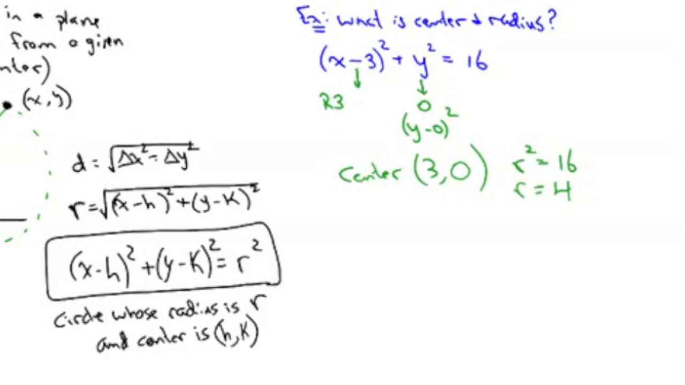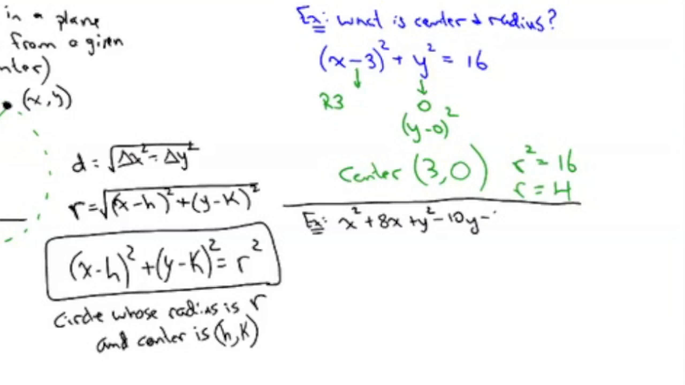For instance, what if we had x squared plus 8x plus y squared minus 10y minus 3 is equal to 0? This thing doesn't even look like the equation of a circle. But can I force it to look like the equation of a circle? Of course, otherwise why would I ask, right? So how would you do it?